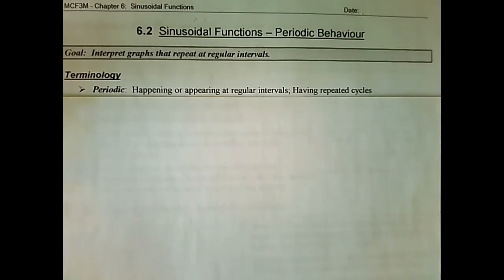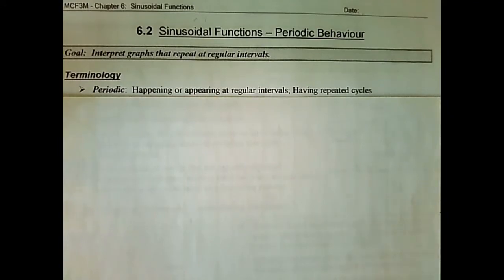Hi everyone, this is going to be our note for 6.2, sinusoidal functions and periodic behavior. So we're going to interpret graphs that repeat at regular intervals. You might be wondering, where's the 6.1 note? Well, the 6.1 note is periodic behavior, and it just goes over this idea.